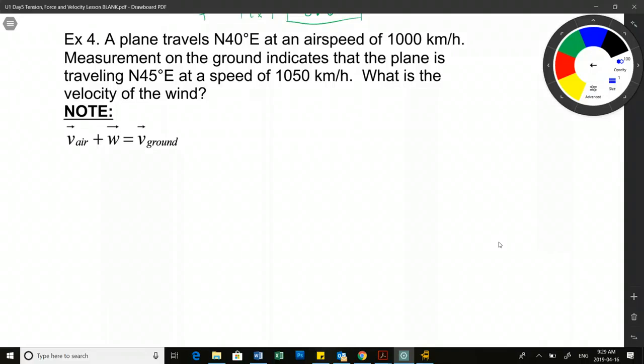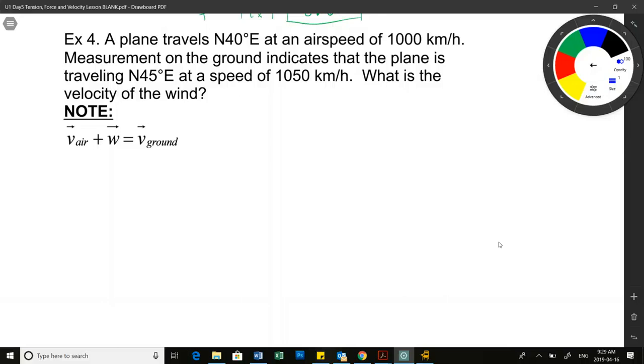Okay, so another application of vectors is airspeed and current speed and stuff like that. So we have a plane. It is traveling north 40 degrees east at an airspeed of 100 kilometers per hour. The measurement on the ground, so we call this ground speed, indicates that the plane is traveling north 45 degrees east at a speed of 1050 kilometers per hour. What is the velocity of the wind?